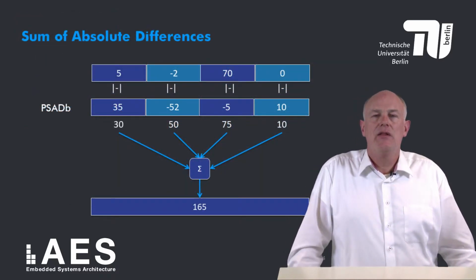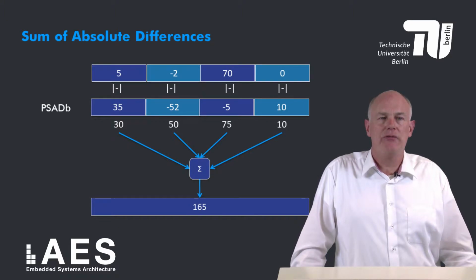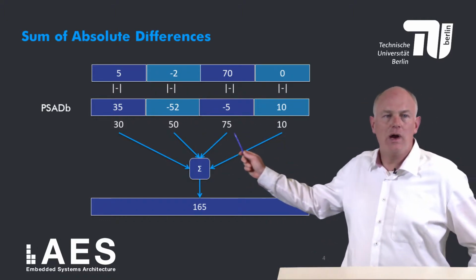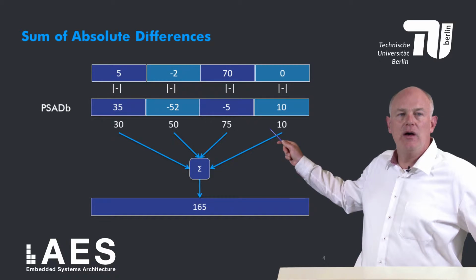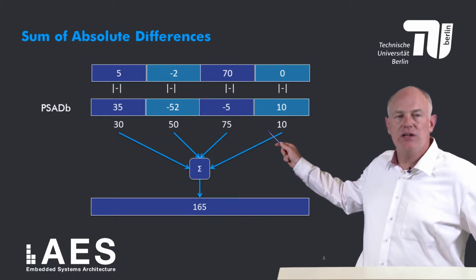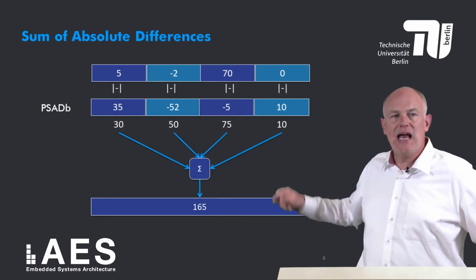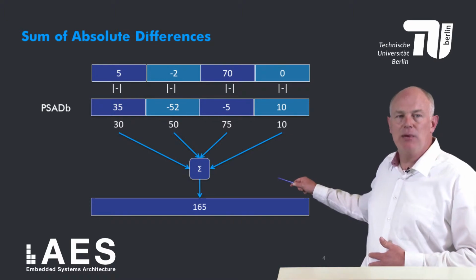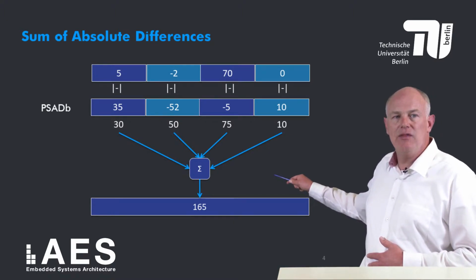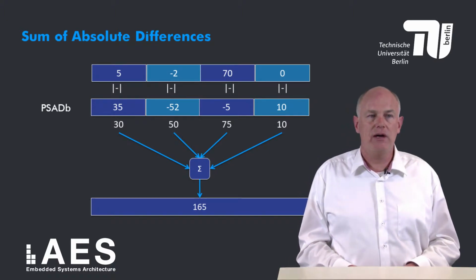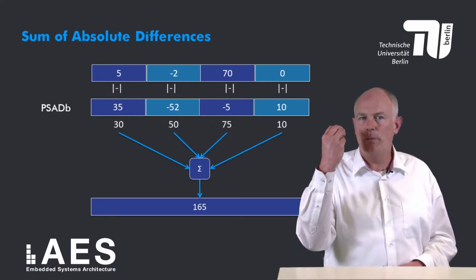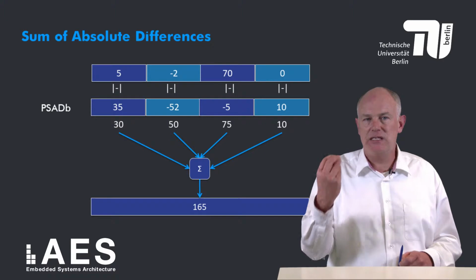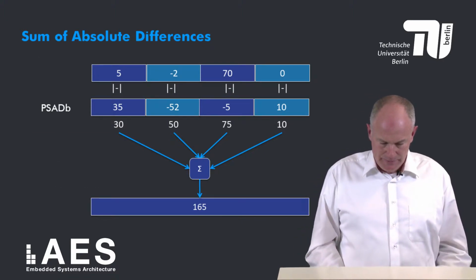This illustrates the functionality of the sum of absolute differences operation. We have two packed data types, one on top, one on bottom. We compute the difference of each of these corresponding data elements, take the absolute value, and sum up all the absolute values, and the result can be placed into a third register. In this example the result is 165. So this is an example of a special purpose instruction which has limited usage except this very kernel that it's supposed to accelerate.